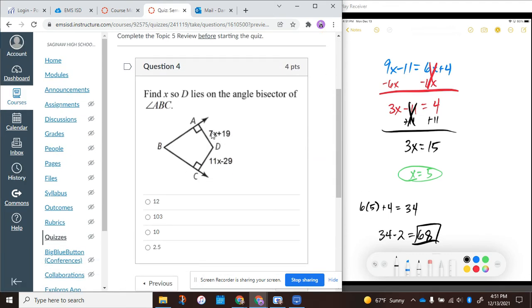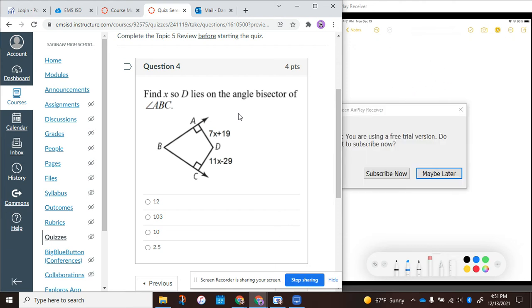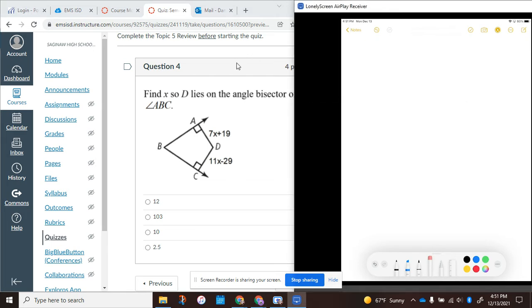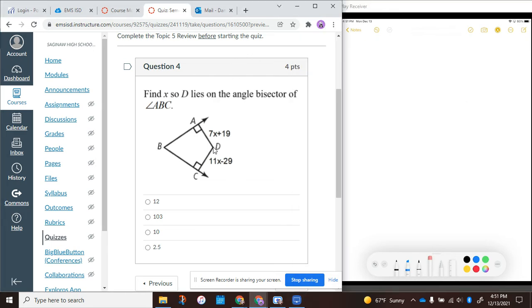Our next question: find x so that D lies on the angle bisector. One of the definitions we talked about with bisectors was that any point that's sitting on the angle bisector is the same distance away from the two sides of the angle. There was a whole section of problems in these notes where all you had to worry about was setting one thing equal to another thing. And that was like 90% of the whole setup, just finding what two things were supposed to be equal to each other. Well, this is one of those problems.